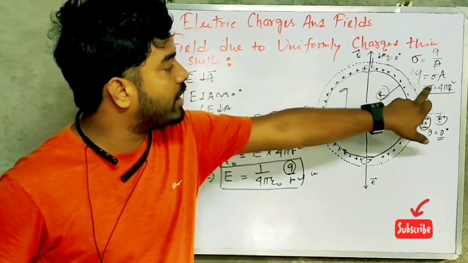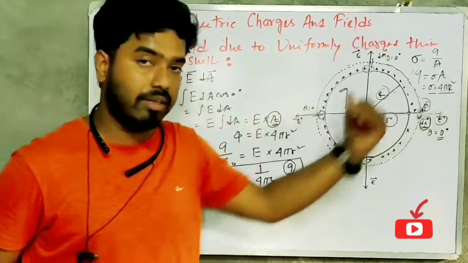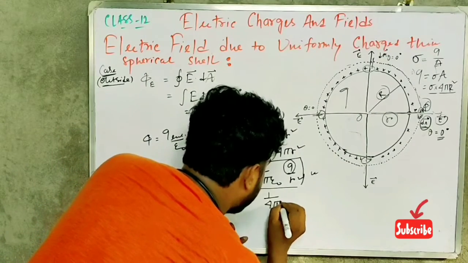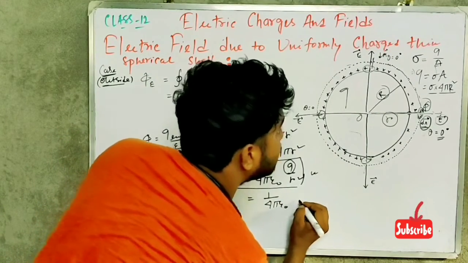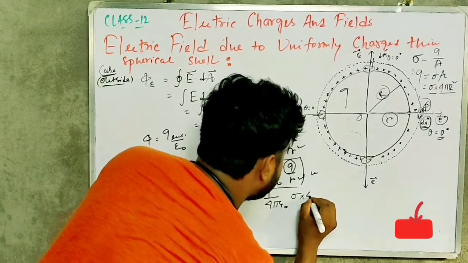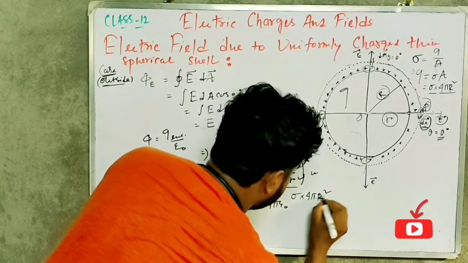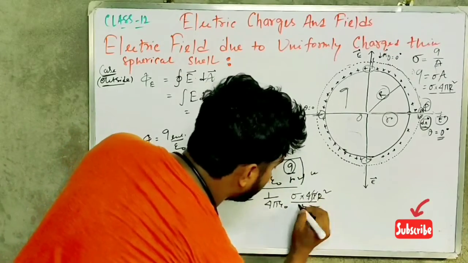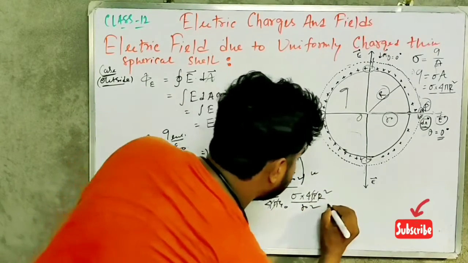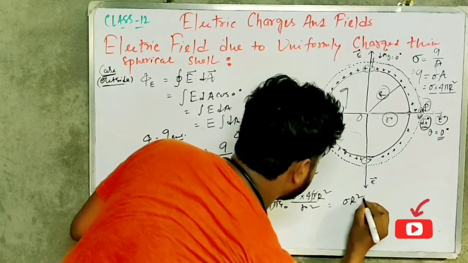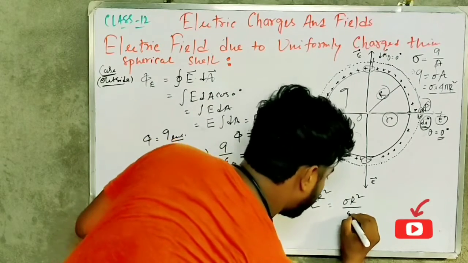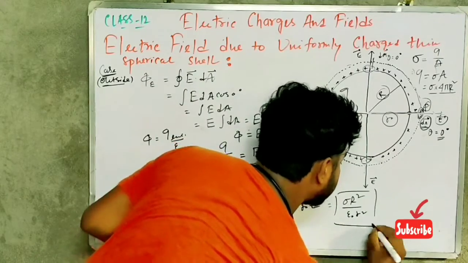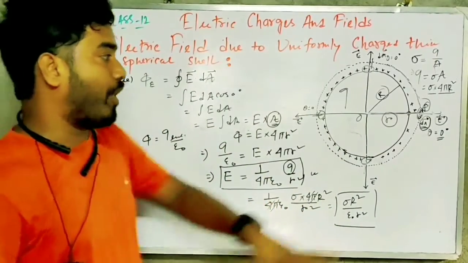Expression of Q is sigma into 4 pi R square, just putting the value. Then this expression will be 1 by 4 pi epsilon naught, that is sigma into 4 pi R square divided by small r square. Just simplify it, 4 pi cancels out, that is sigma R square by epsilon naught small r square. This is another expression of electric field at the point P.